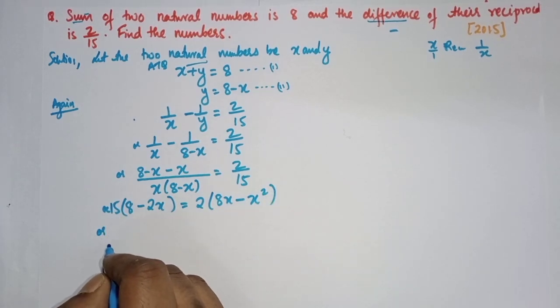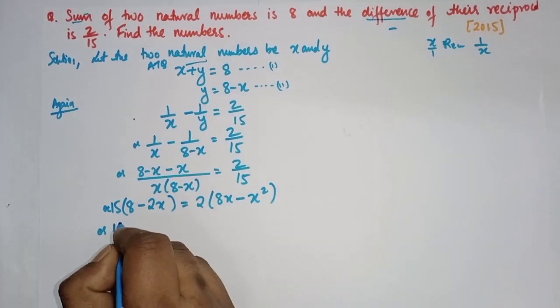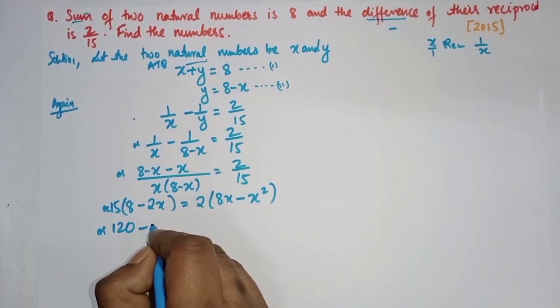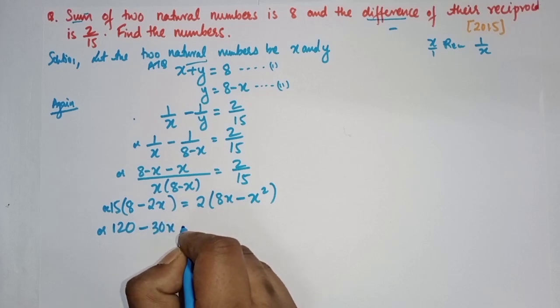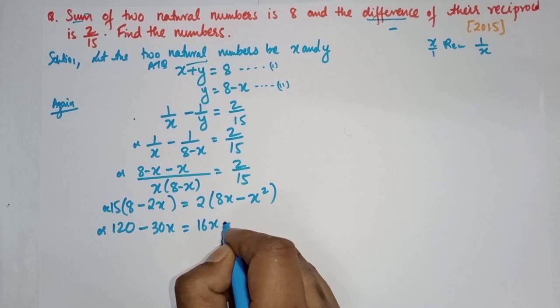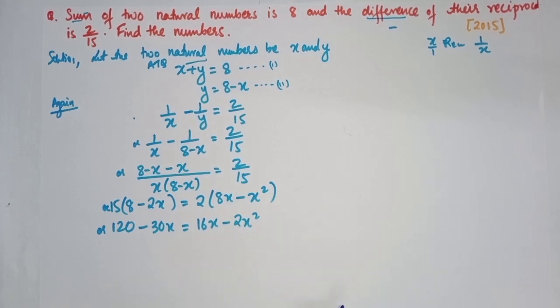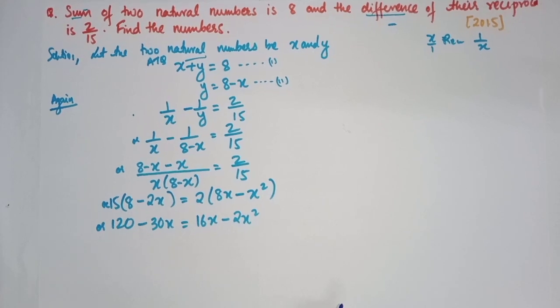Now 15 8s are, how much will it be? 15 8s are 120, minus 15 2s are 30, x equals 2 8s are 16x minus 2 into x square, 2x square. So already I have told you that the standard form is the quadratic equation.